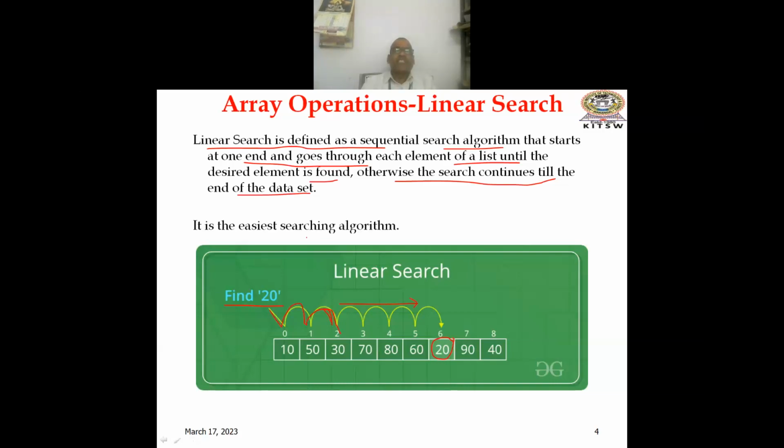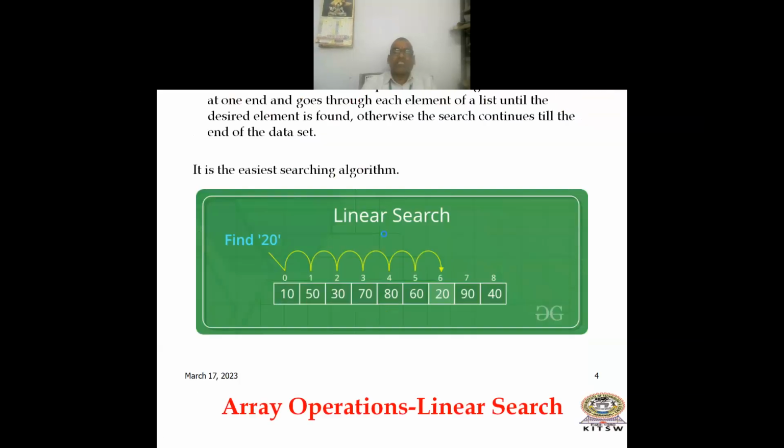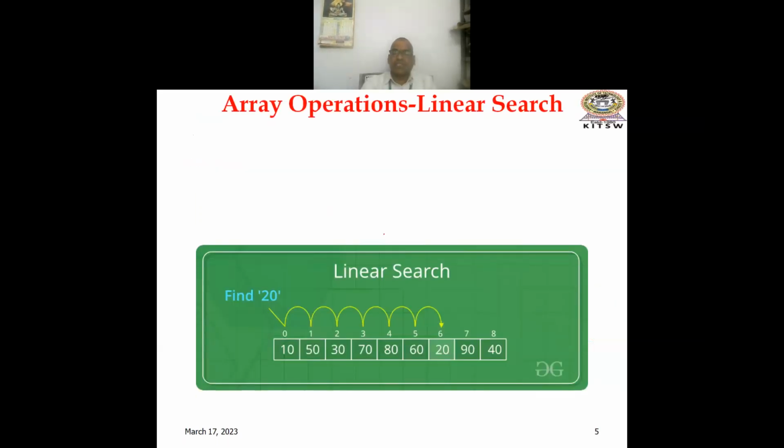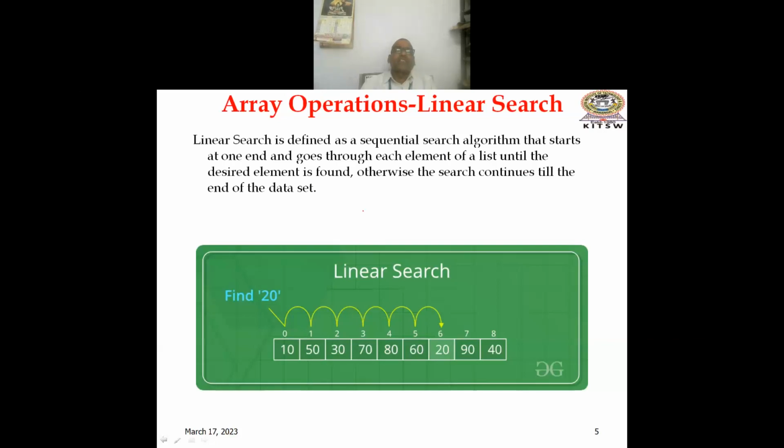It is the easiest search algorithm. Sequential search or linear search is the easiest method of searching. Linear search is defined as a sequential search, as we have seen here.